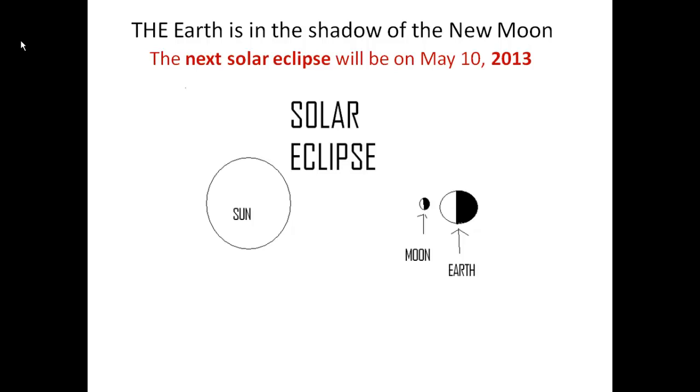This is the one where if it occurs during the daytime, you can go outside, and if it's a total eclipse of the sun, day becomes night for just a minute or two, and then the sun comes back out and it becomes day again. And that used to really scare people when they didn't understand what an eclipse was. So, with the solar eclipse, the Earth is in the shadow of the new moon. And the next solar eclipse will be on May 10th, 2013. You have to be off the coast of Florida in the Atlantic Ocean to be able to see it, though, or over towards Africa.